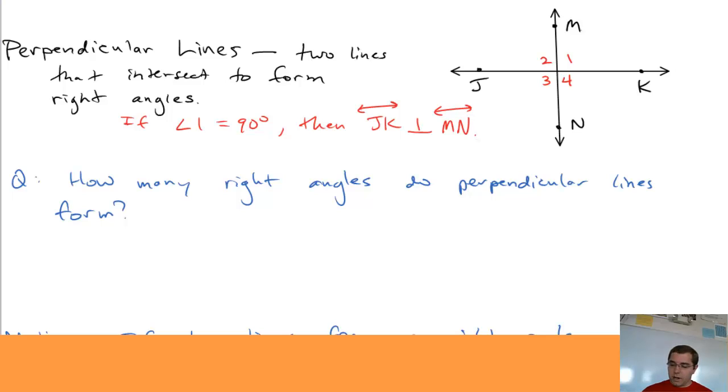Well, if they form one right angle, if angle 1 is a right angle, which on the picture we always use a little box to indicate that that is a right angle, well, we know vertical angles are congruent. Angle 3 is a vertical angle to angle 1, so that also has to be 90 degrees, so it also has to be a right angle. But angle 1 and angle 2 have to add up to 180, so angle 2 also has to be a right angle. And angle 3 and angle 4 have to add up to 180, so angle 4 also has to be a right angle. So how many right angles do perpendicular lines form?